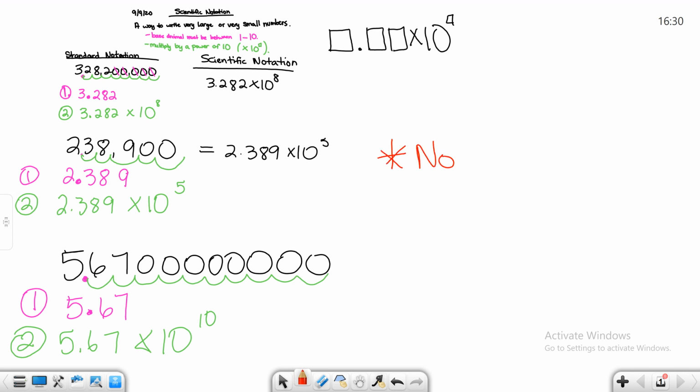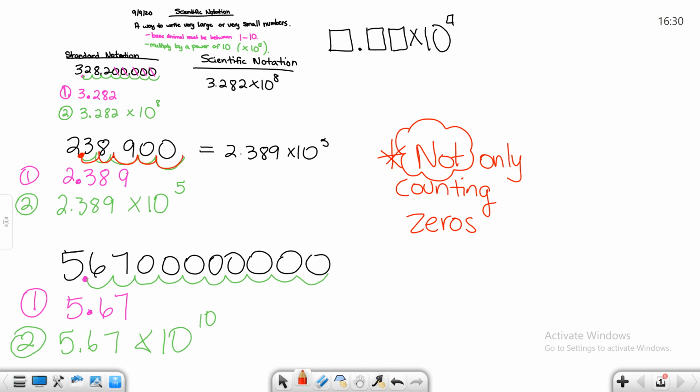So we are not only counting zeros, okay? And an emphasis on not. What do I mean by that? I mean that if I put my decimal here, I am not counting 2 zeros and I put a 2 as my exponent. I'm counting 1, 2, 3, 4, 5. We're counting place values, okay?